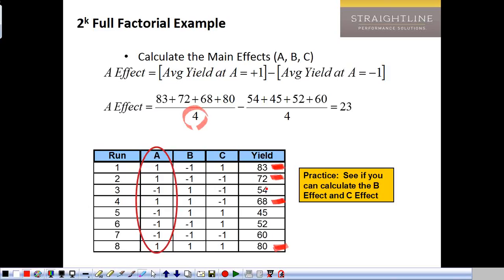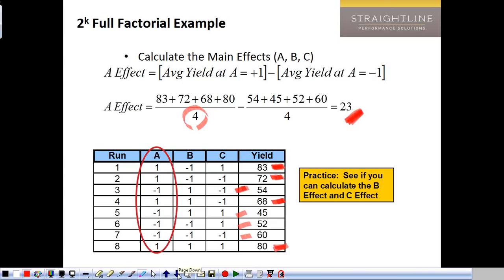That's the plus. And then we'll take all the minuses, 54, 45, 52, 60, and we'll subtract those and we'll look at the overall effect. That's how we estimate the effect of A. All the pluses minus all the minuses, that's the A effect. Okay? That's how it's done. That's what Minitab's doing as well.